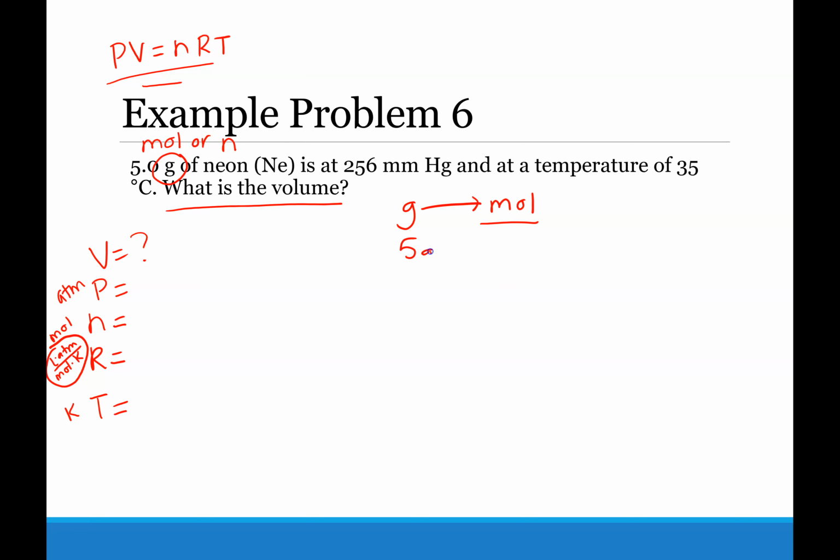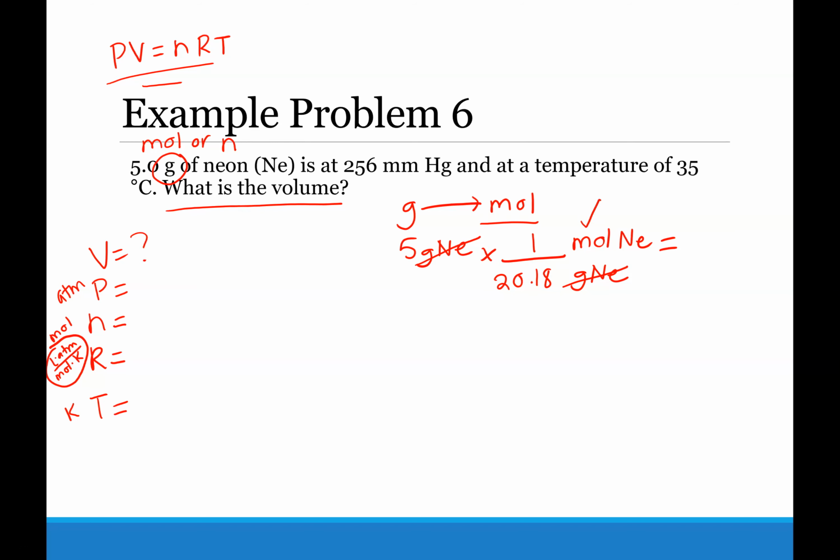So 5 grams of neon gas, draw your multiplication symbol, draw your division bar. Grams of neon goes to the bottom, moles of neon come to the top. And 1 mole, according to the periodic table of elements, neon is in group 8 because it's a noble gas. It's number 10 and its mass is 20.18. So 20.18 grams per 1 mole. Grams of neon cancels and you're left in moles of neon.